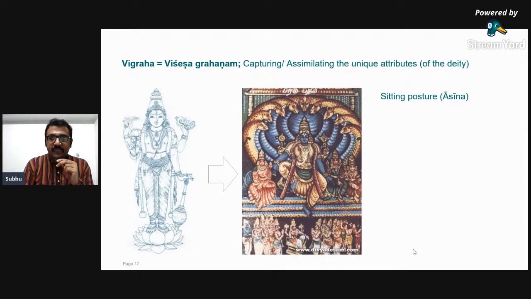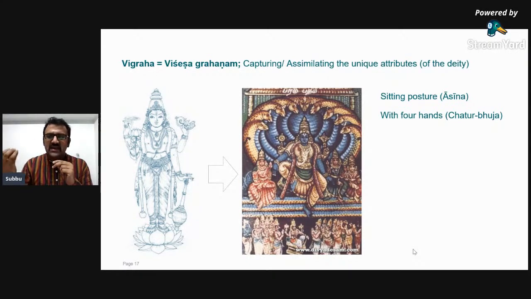Seated posture, 4 hands. Shankha Chakram is definitely there. So more or less we can infer that Shankha Chakra is a predominant aspect of Vishnu Vigrahams. That is what we have been seeing, except for very few areas where there are exceptions where the Shankha Chakra is absent.